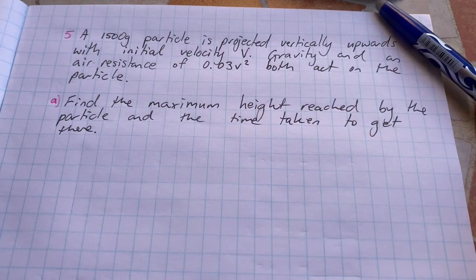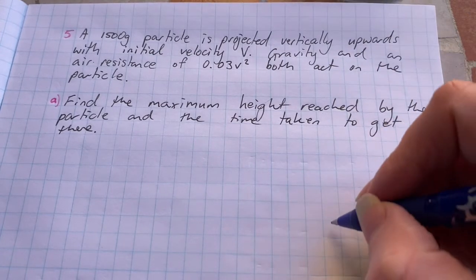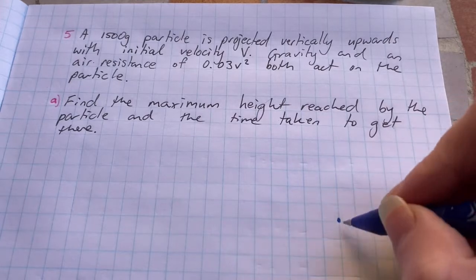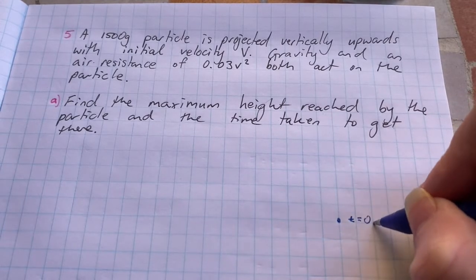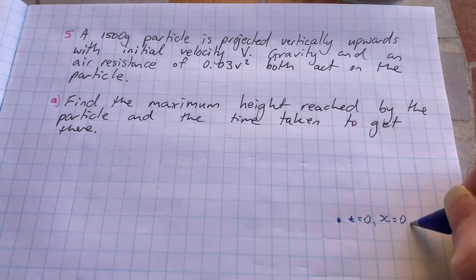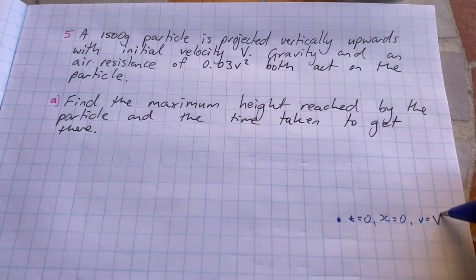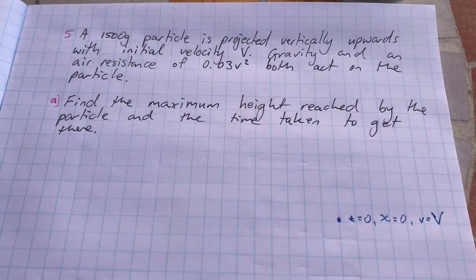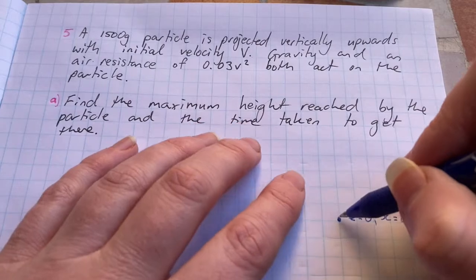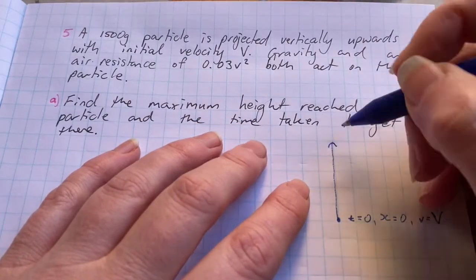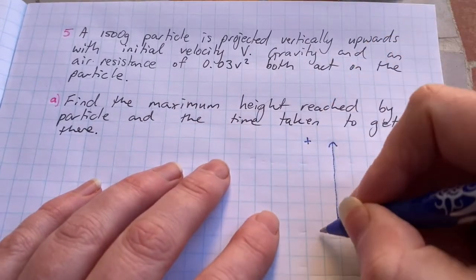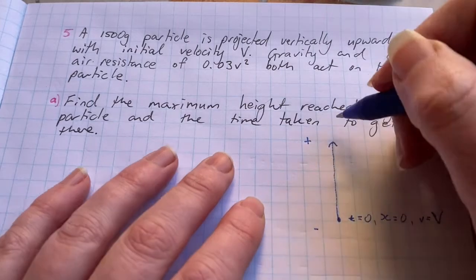So the first thing we want to do is draw a force diagram. So let's make the ground 0. So at t equals 0, our x is equal to 0, and our velocity is equal to capital V meters per second. The particle is fired directly upwards. Let's make this positive and this negative, so it's going up.